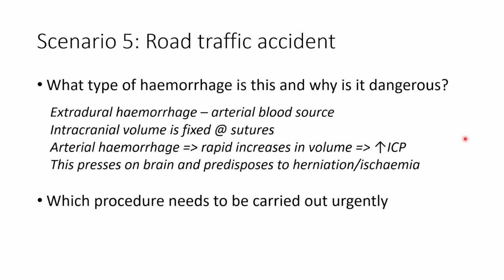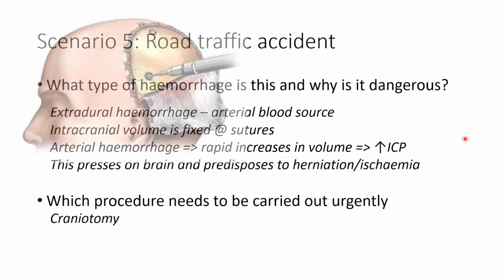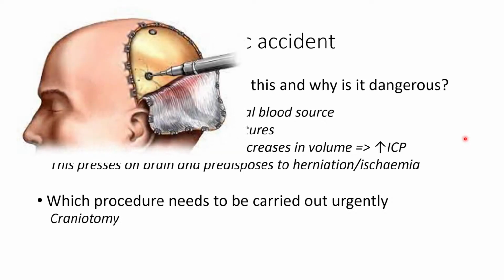And when you have this extradural hemorrhage and you've detected it and you have rapid deterioration, you need to carry out a craniotomy. What is a craniotomy? Craniotomy is a very barbaric way to treat this condition, but it's very effective. And it's to drill a hole into the skull. And by drilling this hole into the skull, we relieve the pressure and we can drain the blood.